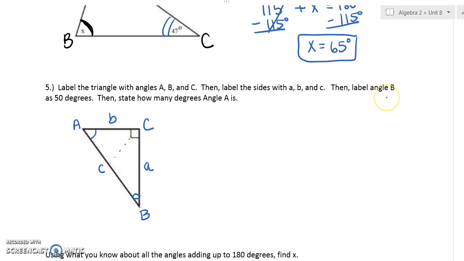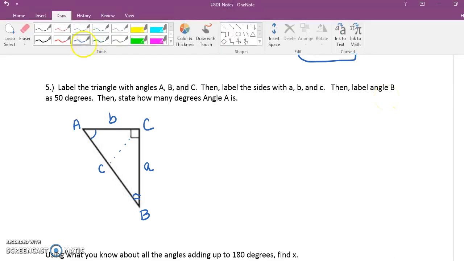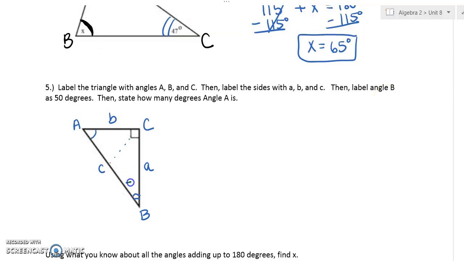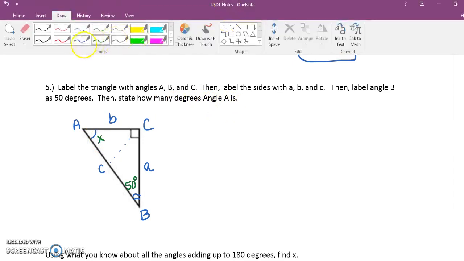Now it says label angle B as 50 degrees. So right by angle B, we are going to write 50 degrees. Then we're going to state how many degrees angle A is. So we are trying to solve for angle A. I'm just going to put an X there so we can solve for that missing angle.